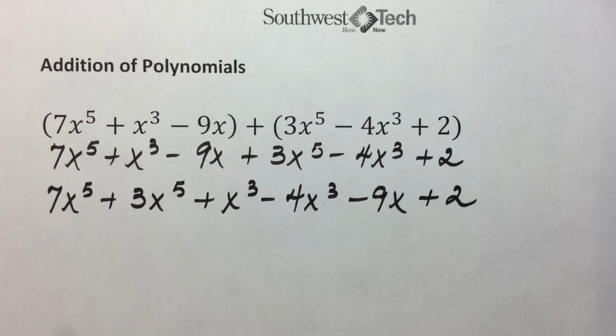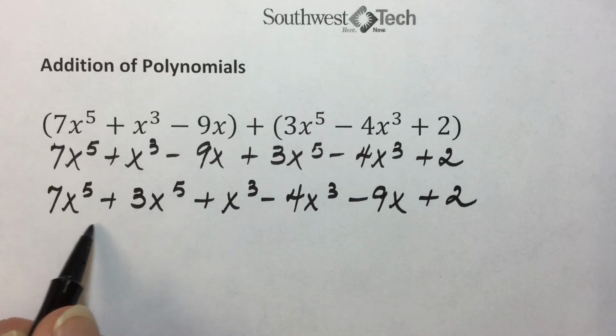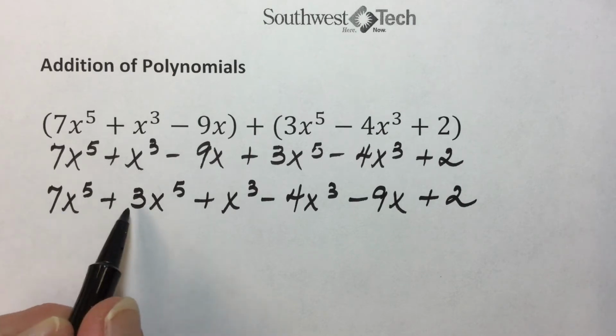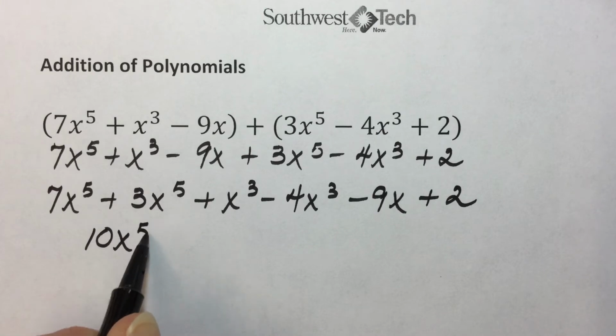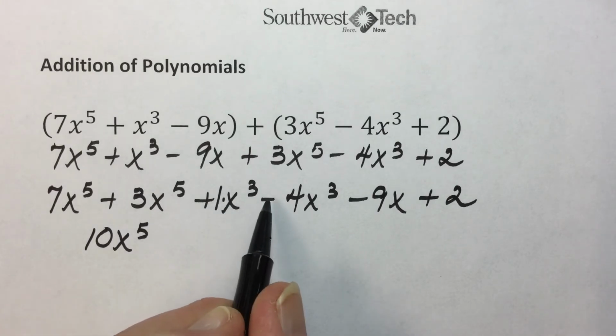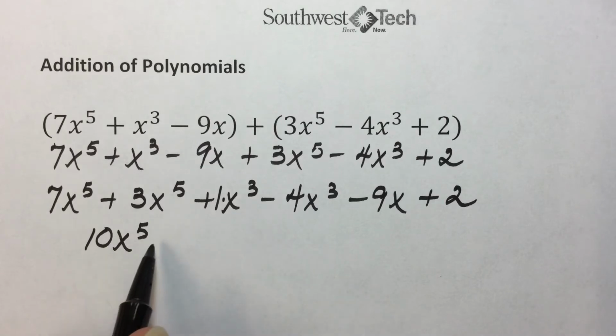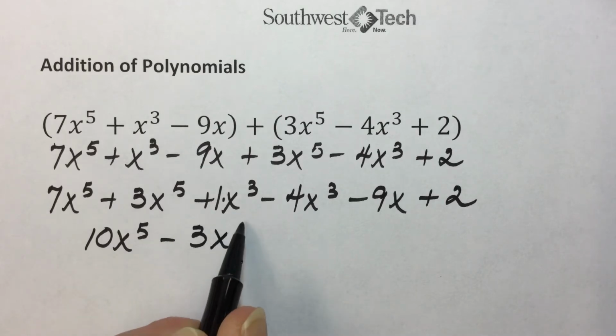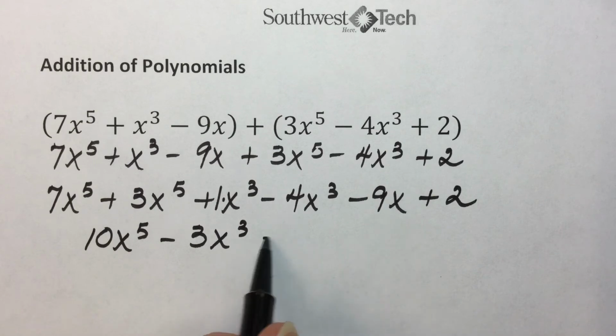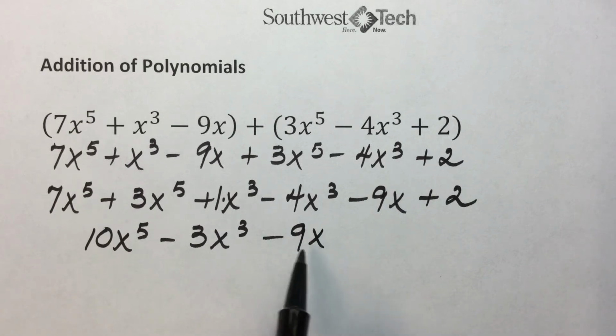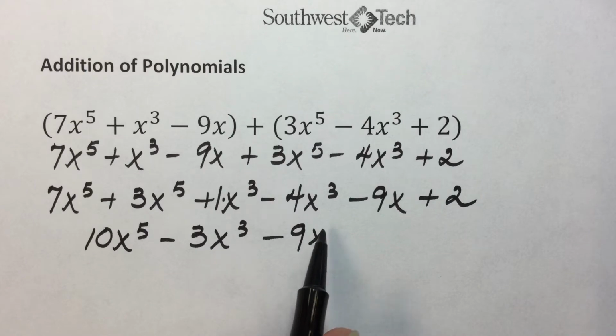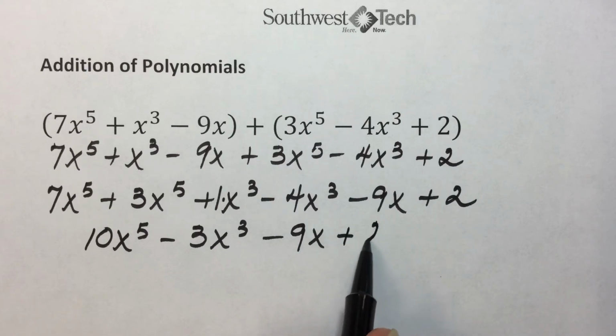Now, combining like terms, we'll use the distributive law by adding those coefficients of the like terms. 7 plus 3 is 10x to the fifth. A positive 1 minus 4 on our x to the third results in a negative 3x to the third. There's nothing to combine with the term here. There's no other term with x to the first power, and there isn't a constant term, so we'll leave those last two terms as is. Here we have an equivalent expression for the sum of those two polynomials.